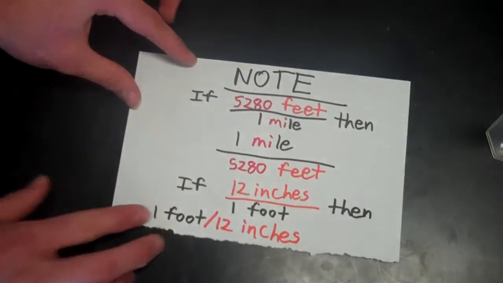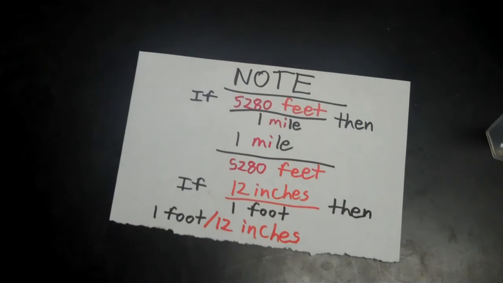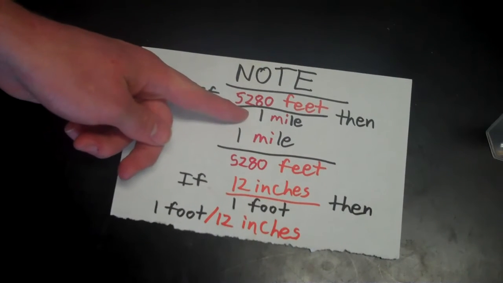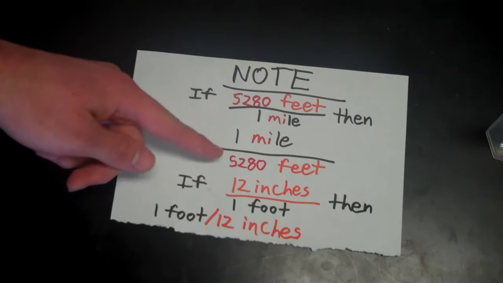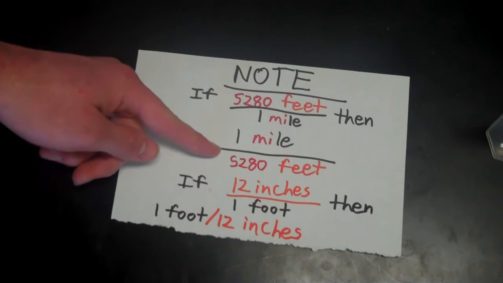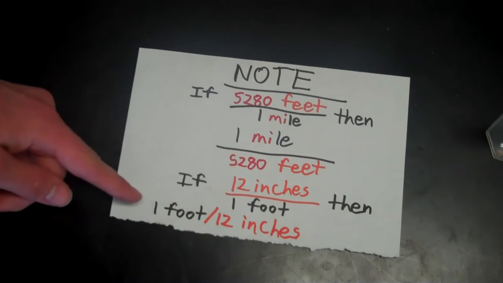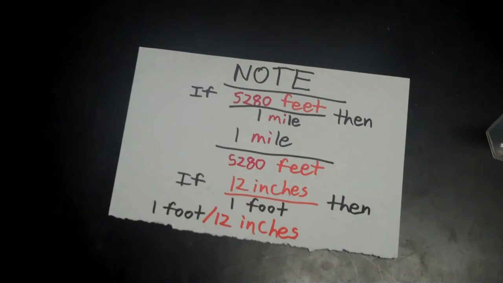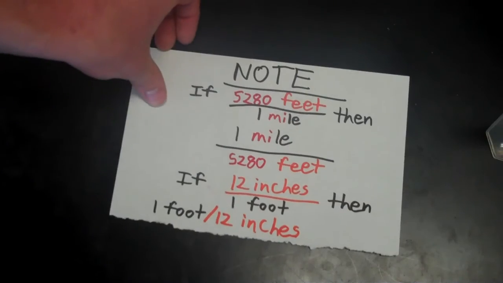Note, if 5,280 feet are in a mile, then I could say with equal accuracy that in 1 mile there are 5,280 feet. In other words, if there are 5,280 feet per 1 mile, then there is 1 mile per 5,280 feet. Likewise, there are 12 inches to 1 foot. If there are 12 inches to 1 foot, there is 1 foot to 12 inches. Now, by convention, when we are not canceling units, the larger value goes on top.